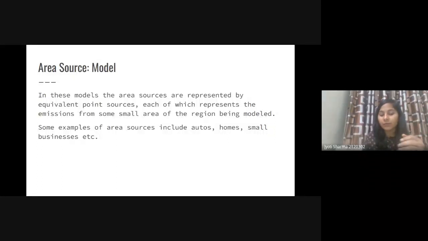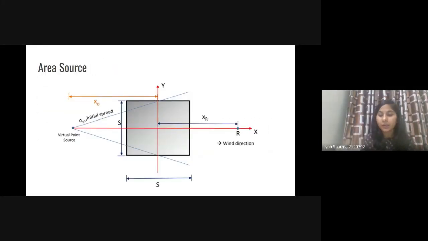Here an area source can be, for example, autos, homes, or small businesses. I gave you the example of Solon, where we have hundreds of pharmaceutical industries, so that will act as an area source. Here I have a figure. That rectangular area is the area source from where we are getting the pollutant, and R is our receptor. We want to calculate the concentration we are getting from that area, which is in rectangular form.